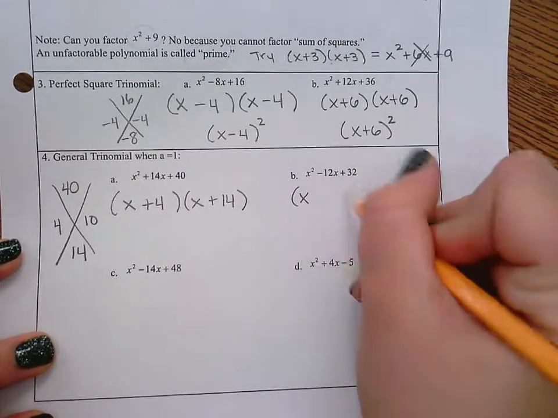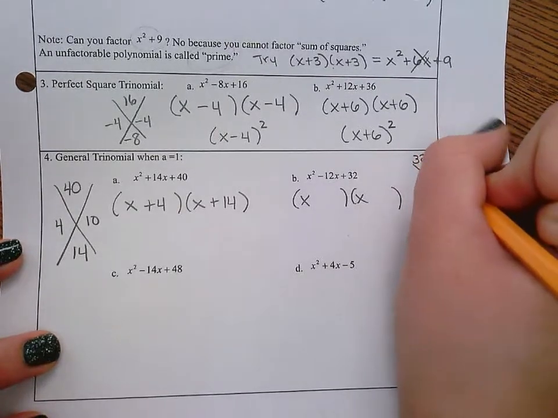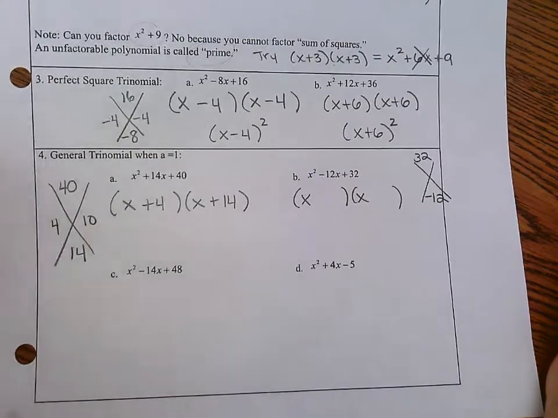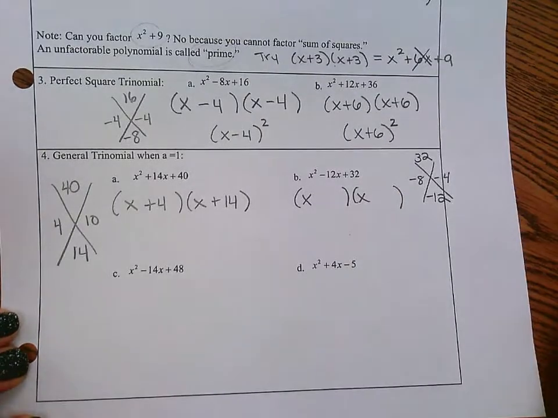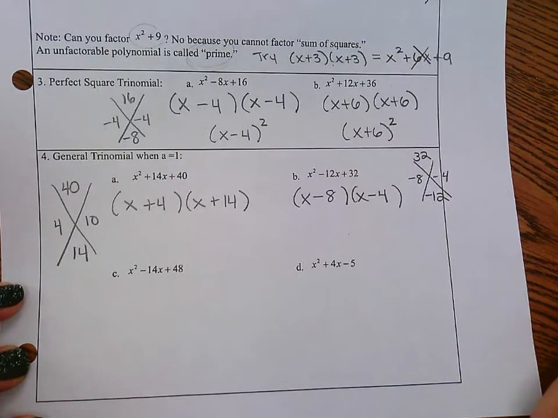So x times x, I was looking for the factors of 32 that added up to negative 12. So that sounds like negative 8 times negative 4. So x minus 8, x minus 4 is my solution.